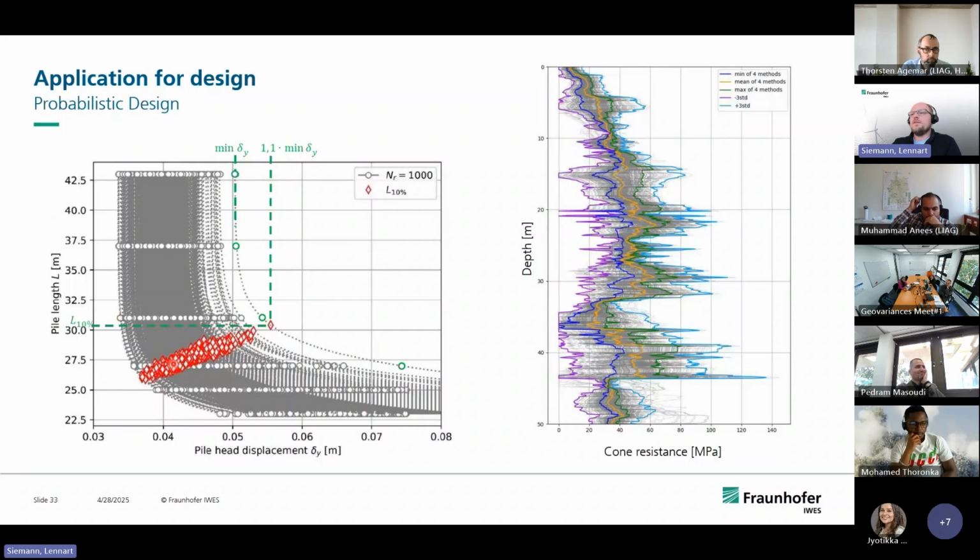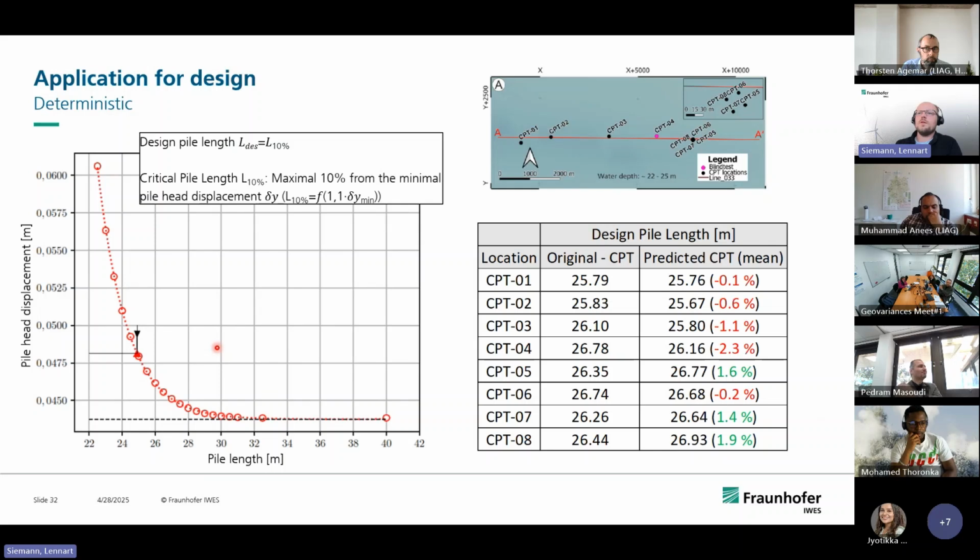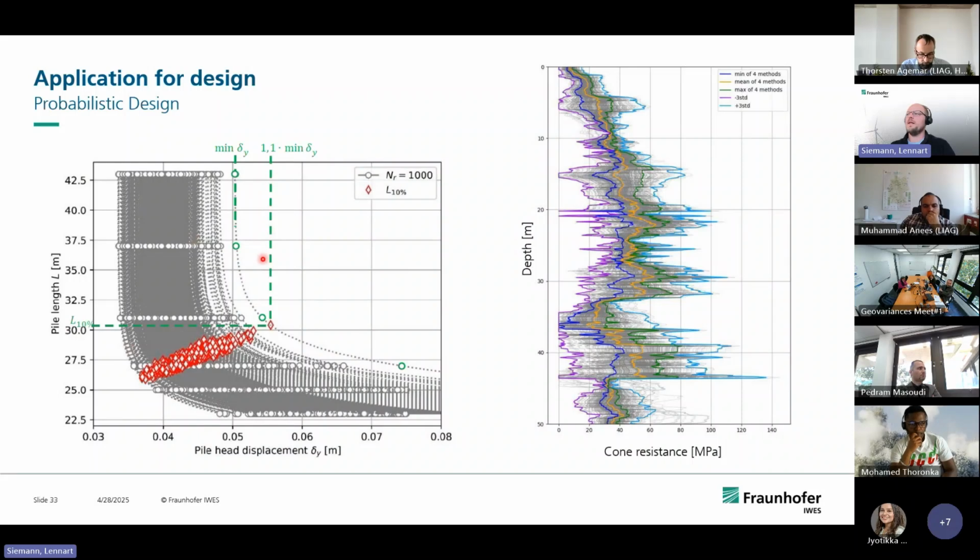But the next step is basically now the probabilistic design. So you can see basically the same as this one here. This is just for one example here for the best estimate, this curve here. But we can do this also in a probabilistic manner. And we do that by picking from the CPT profile.